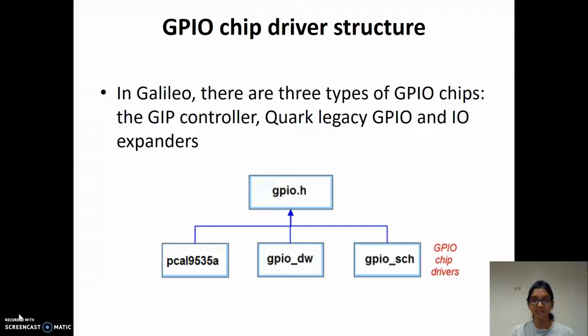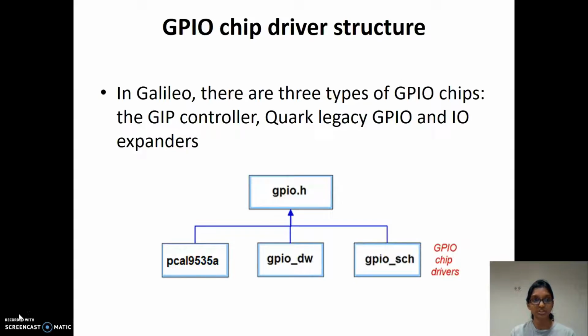The PCAL9535A is a driver for the I/O expander. The GPIO designware is the driver for the GIP controller, and the GPIO SEH is the one to access the Quark legacy Gpio chip. The main program or the application calls the wrapper Gpio functions, which are defined in the Zephyr include Gpio.h, which indirectly calls the driver specific functions.